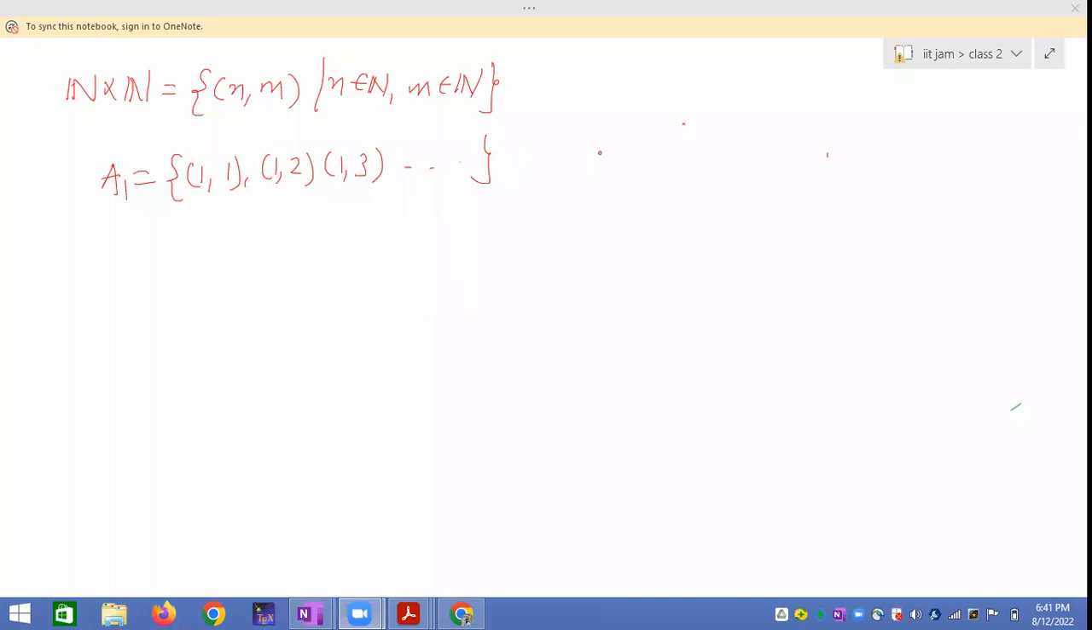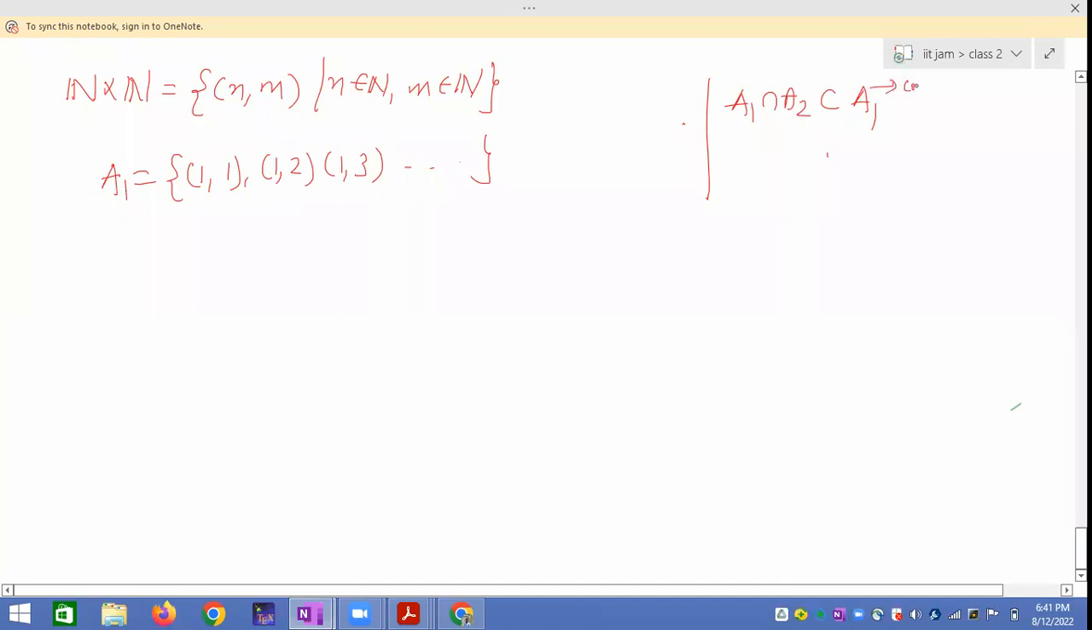Yeah, the intersection of countable sets is always countable. Why? Because, very good question, A1 intersection A2 is always a subset of A1. This A1 is countable. I said a subset of a countable set is always countable, which means this intersection is also countable. Even if A1 is countable and we don't know about A2, the intersection is a subset of A1, so at this time also it is countable, because a subset of a countable set is countable.